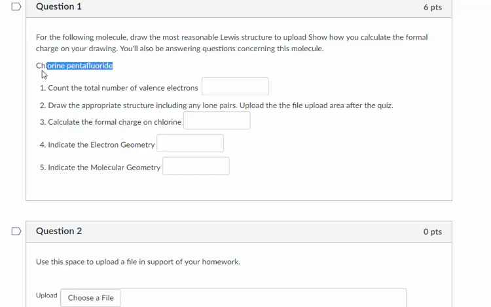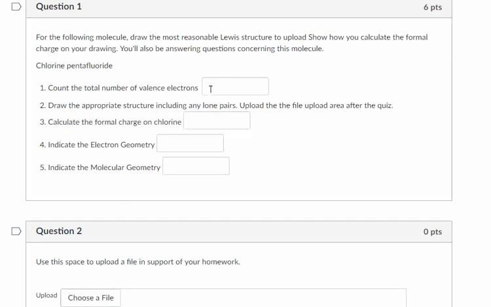For this molecule, chlorine pentafluoride, we're supposed to draw a Lewis structure and answer these questions. You will be uploading something to the file upload for this quiz. We're going to start with our chemical formula and then count our valence electrons. Chlorine brings 7. Each of these fluorines also brings 7, for a total of 42 valence electrons. So that number needs to go there.